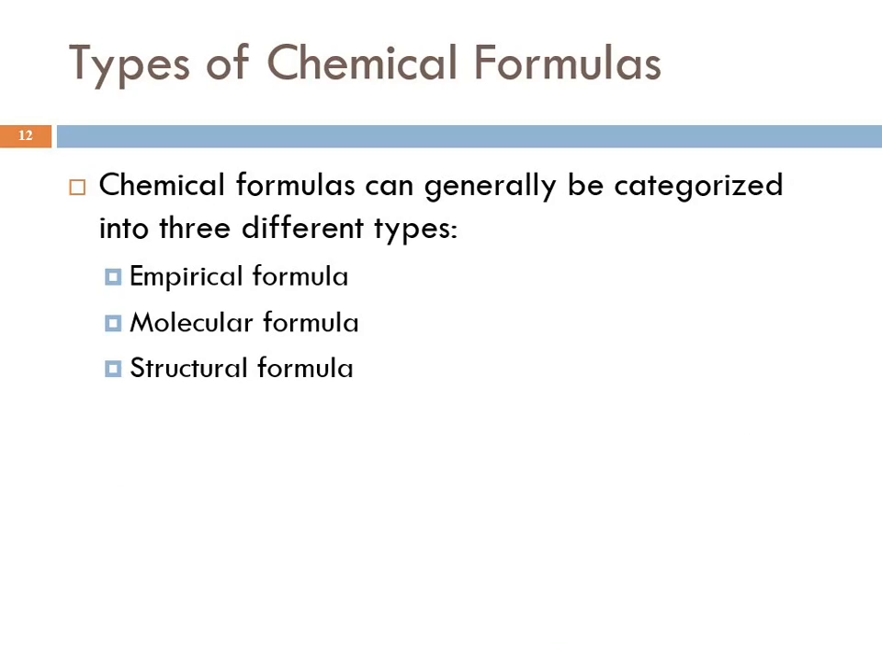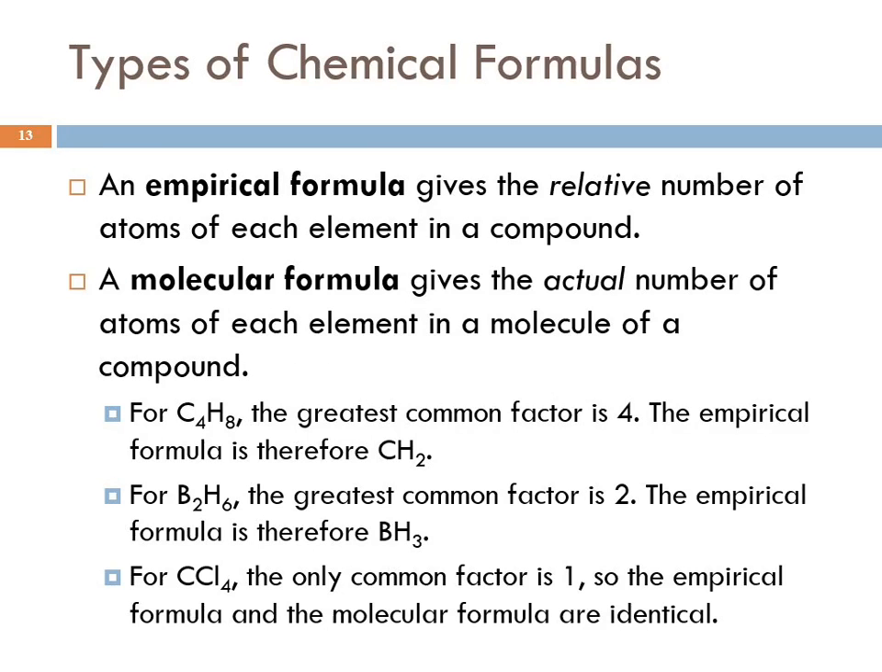Chemists, scientists in general, like to take things and categorize them, put them into different groups. So we've already categorized ionic and covalent bonds, and now we're categorizing types of formulas for chemicals. So 3 different categories: empirical formulas, molecular formulas, and structural formulas. What are they? An empirical formula gives the relative number of atoms of each element. Empirical means from experiment. So that's one type of formula.